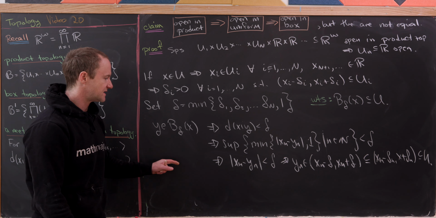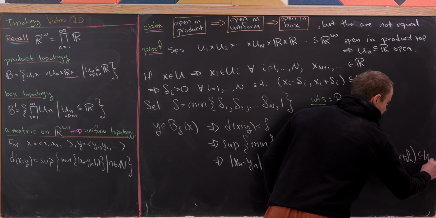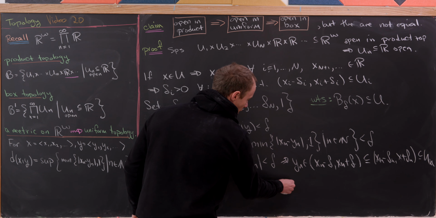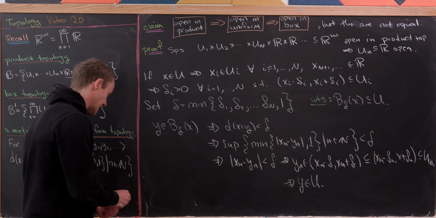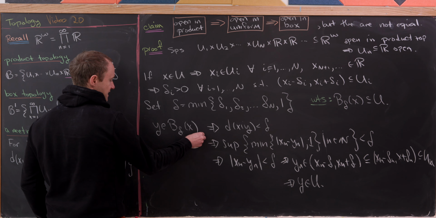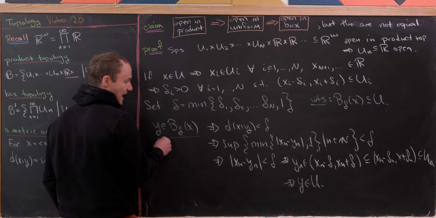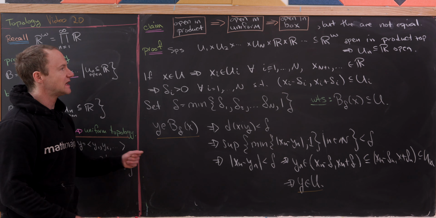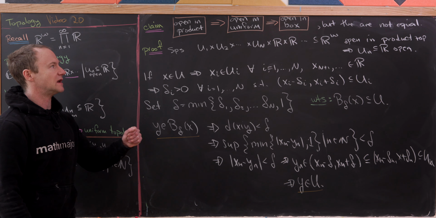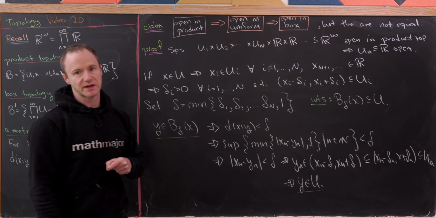But then let's see, starting here and ending here, well, that should be a U_n, and putting all those coordinates together, that tells us that y is in fact inside of U. So we started out with y in this delta ball around x, and we ended with y is in U. But that's what we need for our U to be open in the uniform topology. Okay, so we did this first implication.